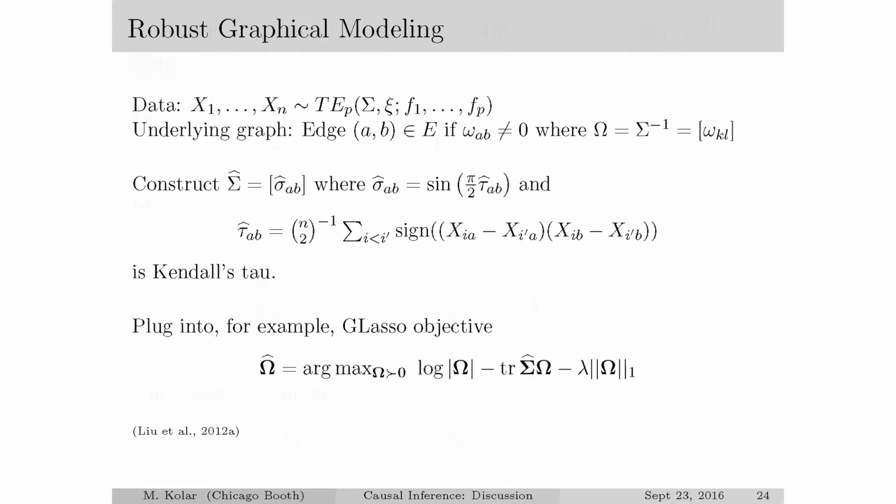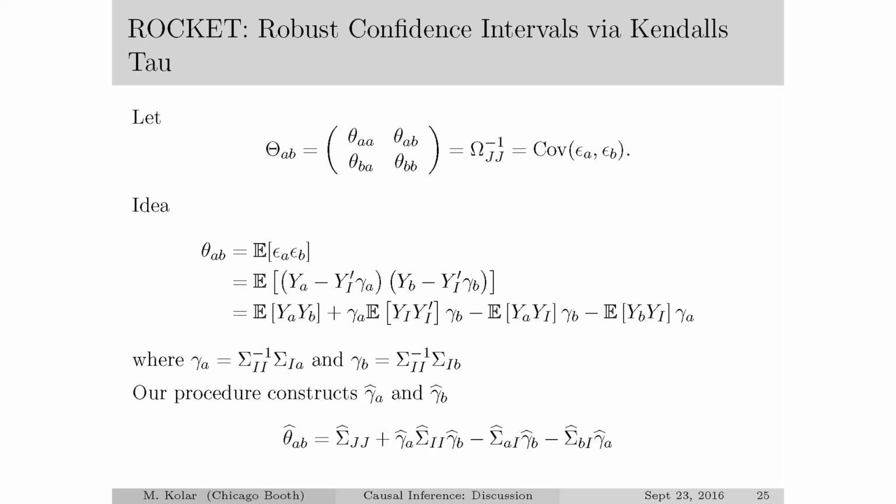So in a paper with a colleague in the stats department, we developed a procedure, ROCKET. As you've learned, naming your procedures is extremely important. Robust confidence intervals via Kendall's tau, we propose a procedure that essentially constructs a regular estimator for an element of the inverse of the covariance matrix. And it essentially relies on quantities that are going to be estimable from the data. In addition, as Victor talked about, this is going to be robust to estimation and model selection mistakes in gamma A and gamma B.